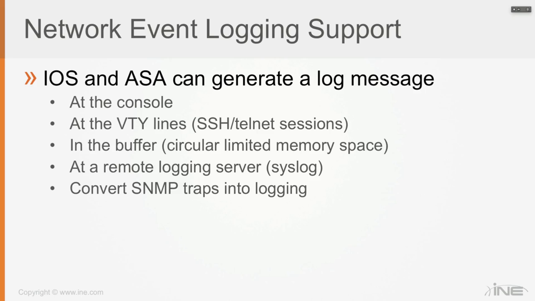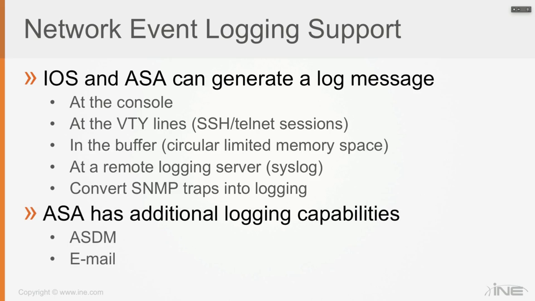So once the buffer is fully used, it's going to start deleting the earliest entries in the buffer. The IOS or the ASA can send that message to a remote logging server, via syslog, or they can convert SNMP traps into logging. So I can choose to have an SNMP trap, like an interface going down. Instead of sending it as an SNMP trap to an SNMP server, I can convert that trap into a logging message and send it to whatever I want. So the same unique log message can at the same time be replicated or presented in multiple places.